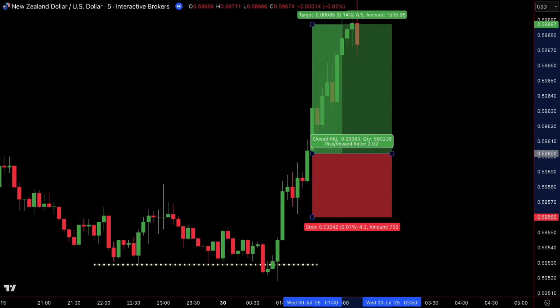Price takes off and smashes our target. This is the power of combining liquidity sweeps with second chance candles. It gives you clear, high probability trades with confidence.